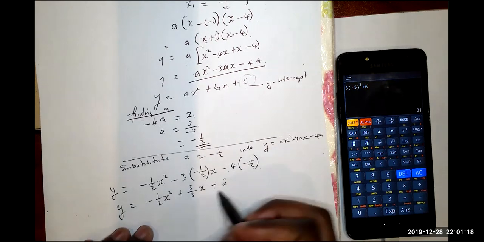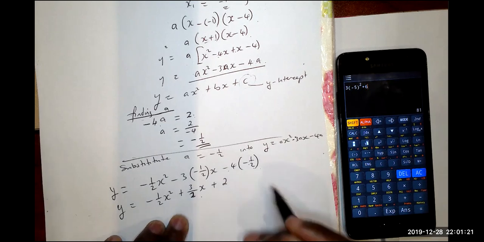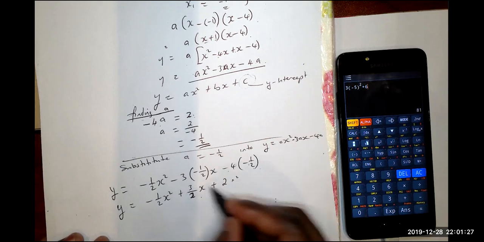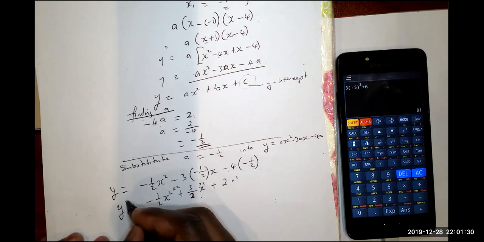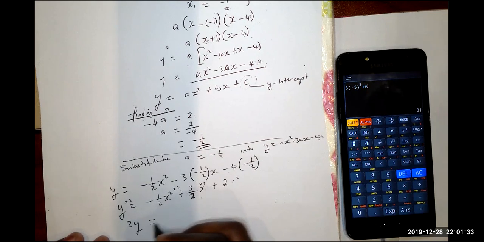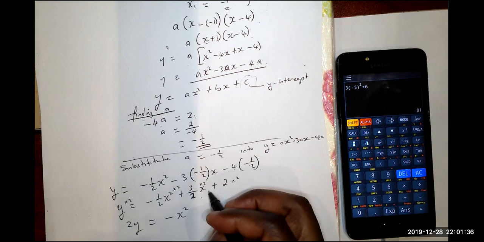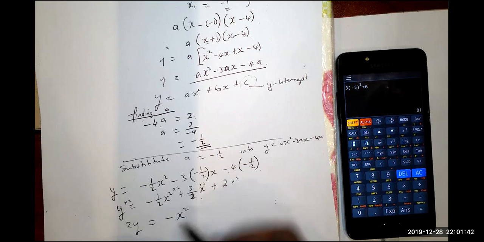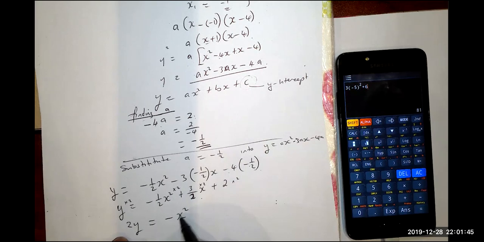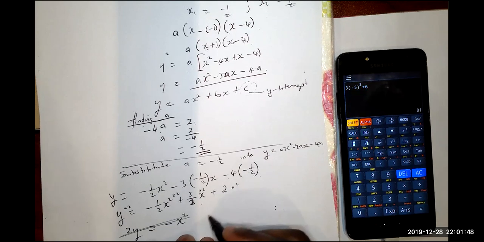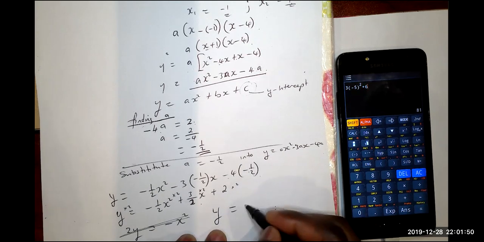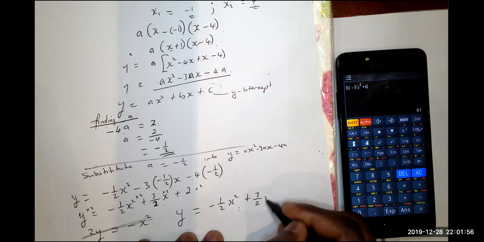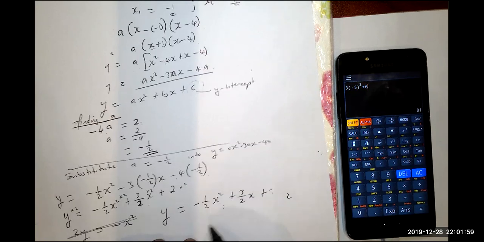So we end up having an equation like that. Then if you want, you can multiply throughout by 2 to remove the fraction, but you can leave it like this. Don't want to complicate it. You can just leave it as y is equal to negative 1 over 2 x squared plus 3 over 2 x plus 2. That's your equation there.